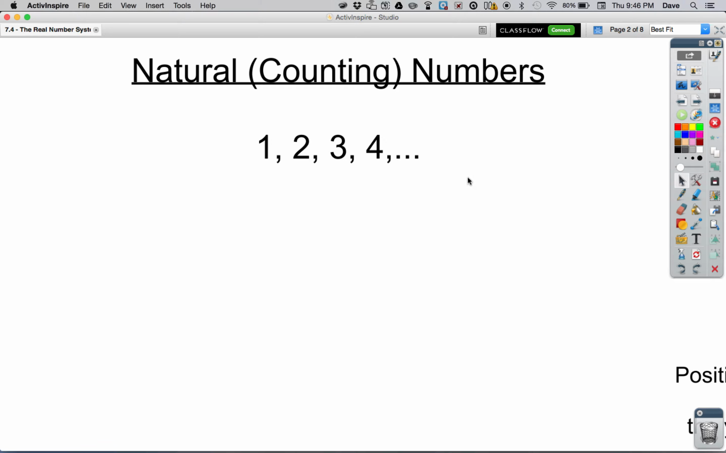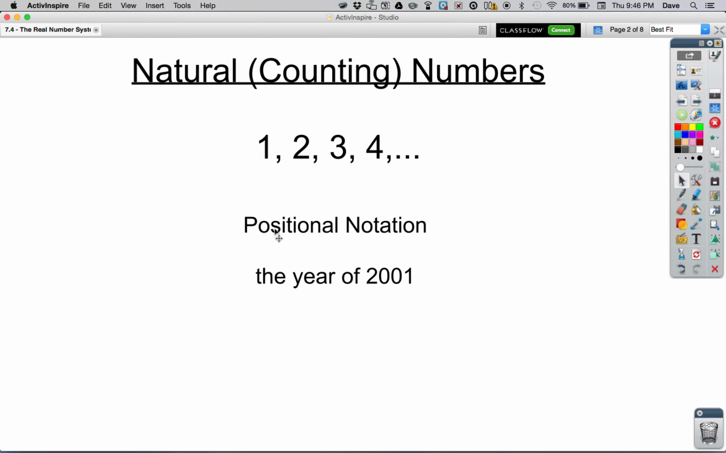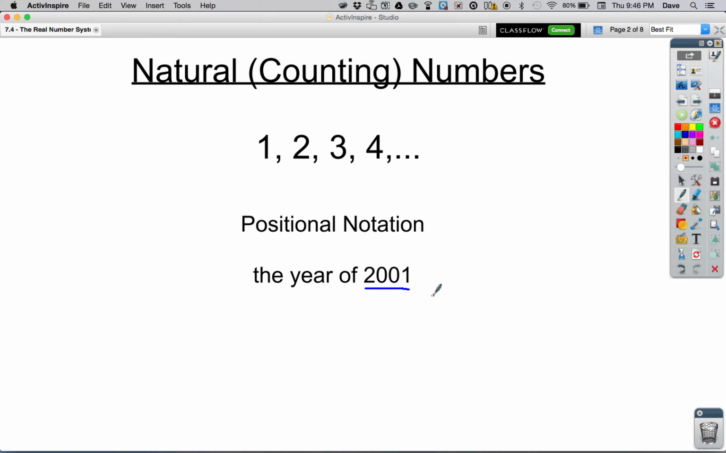It wasn't really until later on, when some civilizations started using what's called positional notation, that there started to be a problem. For example, positional notation is what we use to describe the year 2001. They call it positional notation because each number in a certain position represents a certain amount. So the 2 represents 2 thousands, the 1 represents 1 one, but the zeros represent 0 hundreds and 0 tens. But if you'll notice, in the natural counting numbers, 0 didn't yet exist. So to create this positional notation system, someone had to introduce the idea of 0.